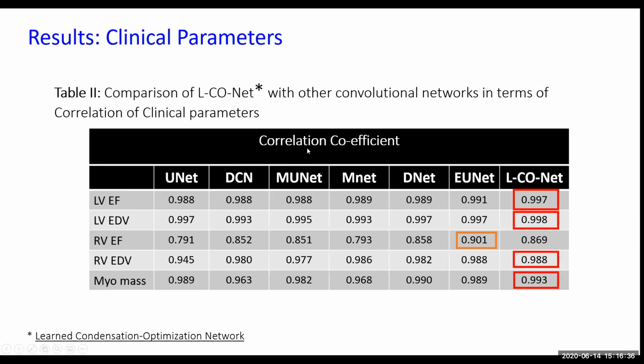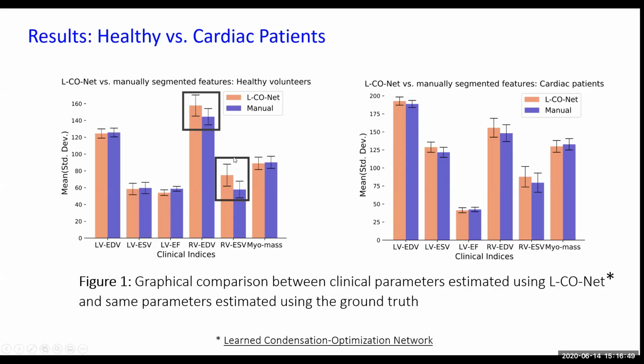This table shows the clinical parameter estimation in terms of the correlation coefficient for 5 different cardiac parameters, and our proposed model achieved the best values in comparison. This is a graphical comparison between clinical parameters estimated using our proposed model and the ground truth for both healthy volunteers and the cardiac patients, which shows a very minimal gap from the ground truth except for the RV volumes.